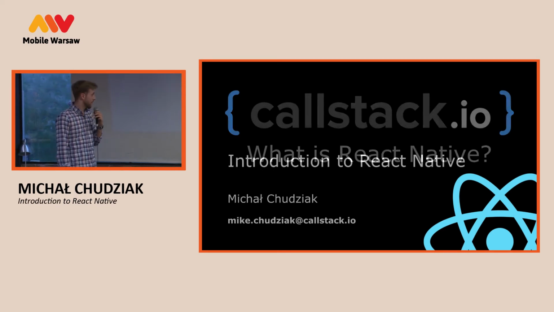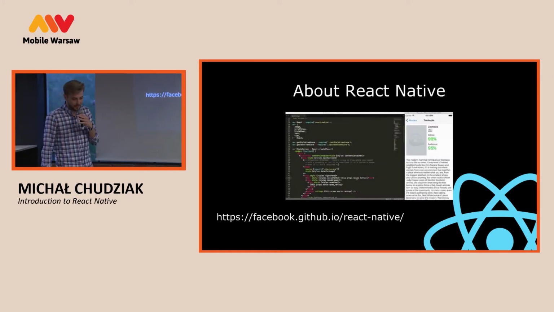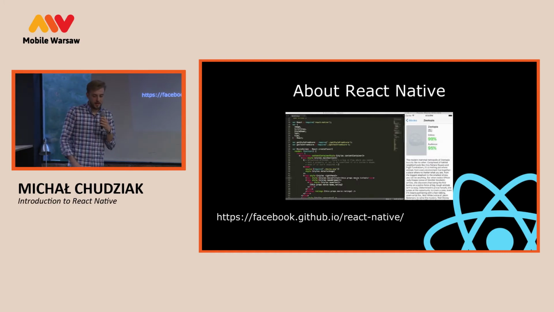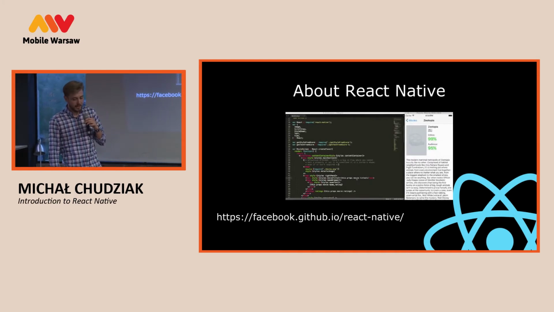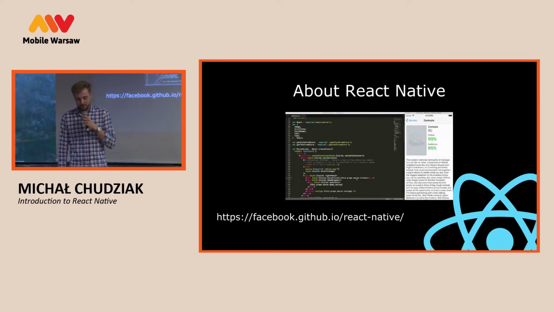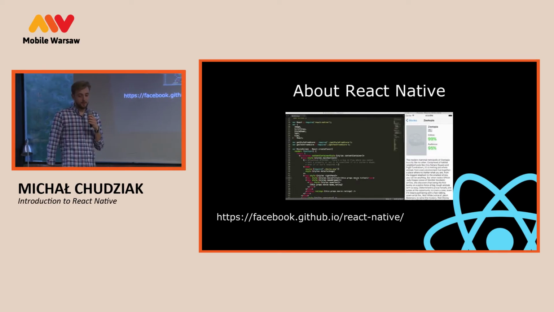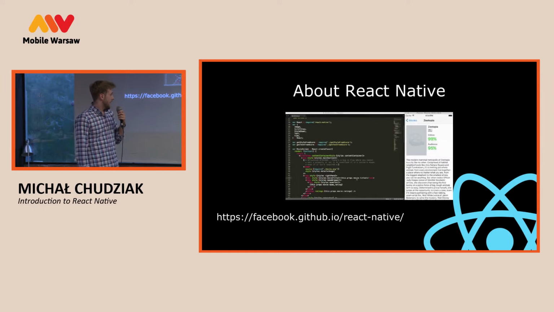So let's start. What is React Native? It's actually a JavaScript library developed by Facebook, which lets you create mobile applications using only JavaScript. And "only JavaScript" is not the best description, because you can write native code in Objective-C or Swift or Java and integrate it easily into your React Native projects.